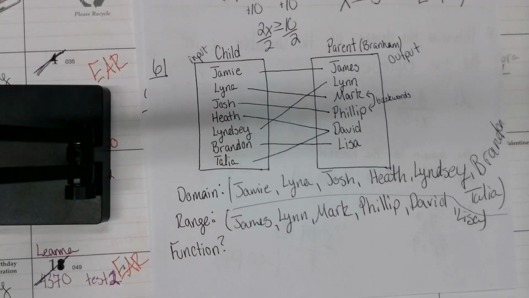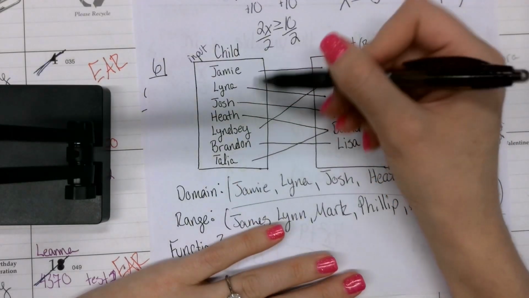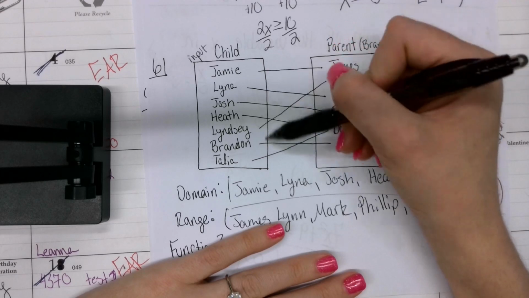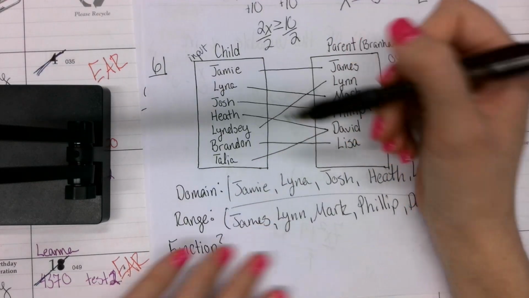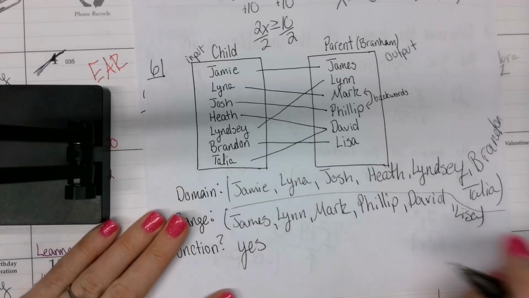And then on this one, when we're checking input-output tables for functions, we just see if any of these have 2 lines that come off of them. Since there's none that do have 2 lines, this one would be a function, so yes, because for every input there's 1 output.